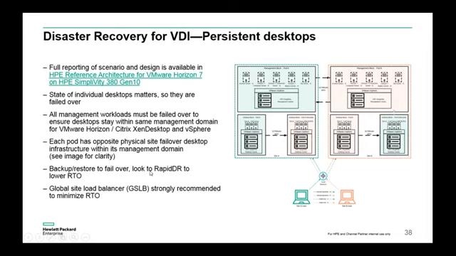Backup, restore to failover, look to Rapid DR to lower RTO. So it means we can use the Rapid DR from SimpliVity for disaster recovery. That one came as a bundle of 25 or 100, but the price is very minimal. So it's very much lower than VMware SRM.